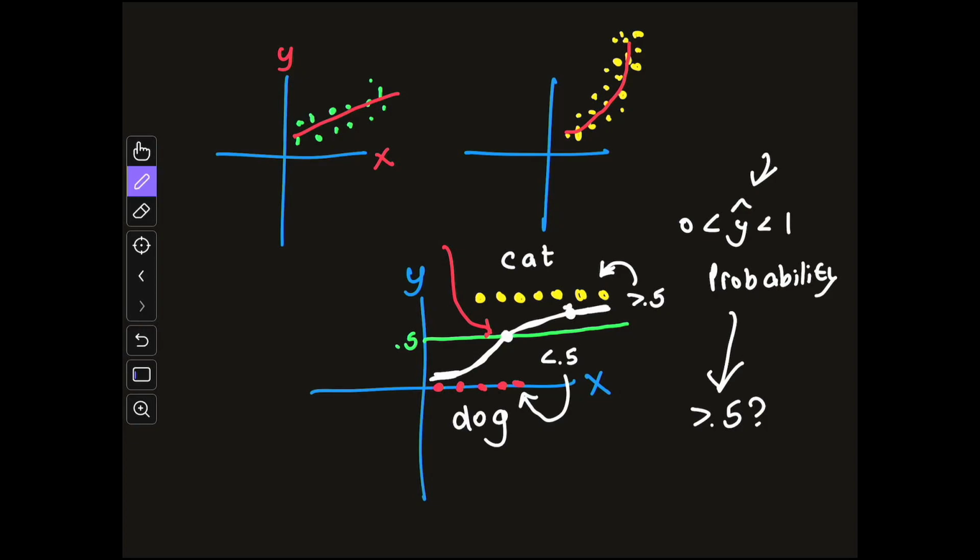And so we would guess cat because it's closer to cat. But if it was less than 0.5, we'd say, oh, that's actually closer to a dog. We'd assume that it's a dog. Now, how do we actually get this line here? Okay, this curve right here is this weird function, and we don't know how to get that.